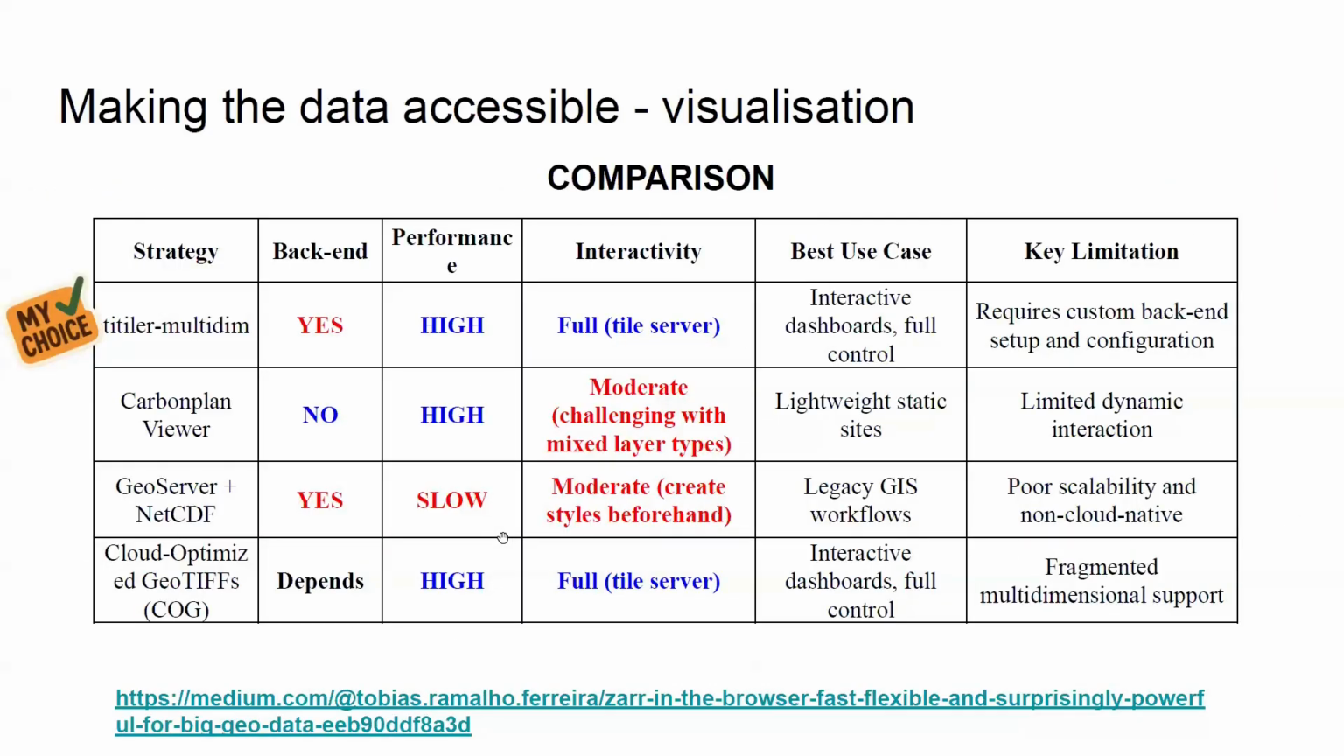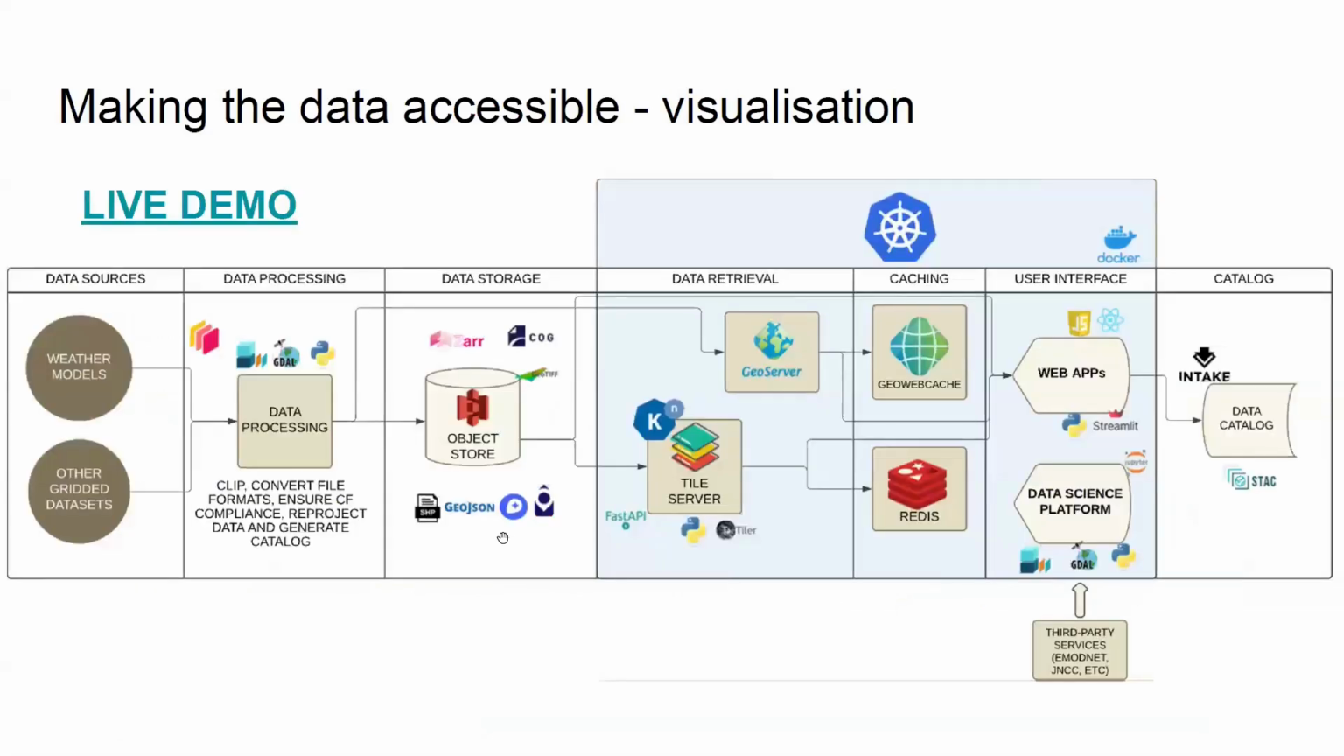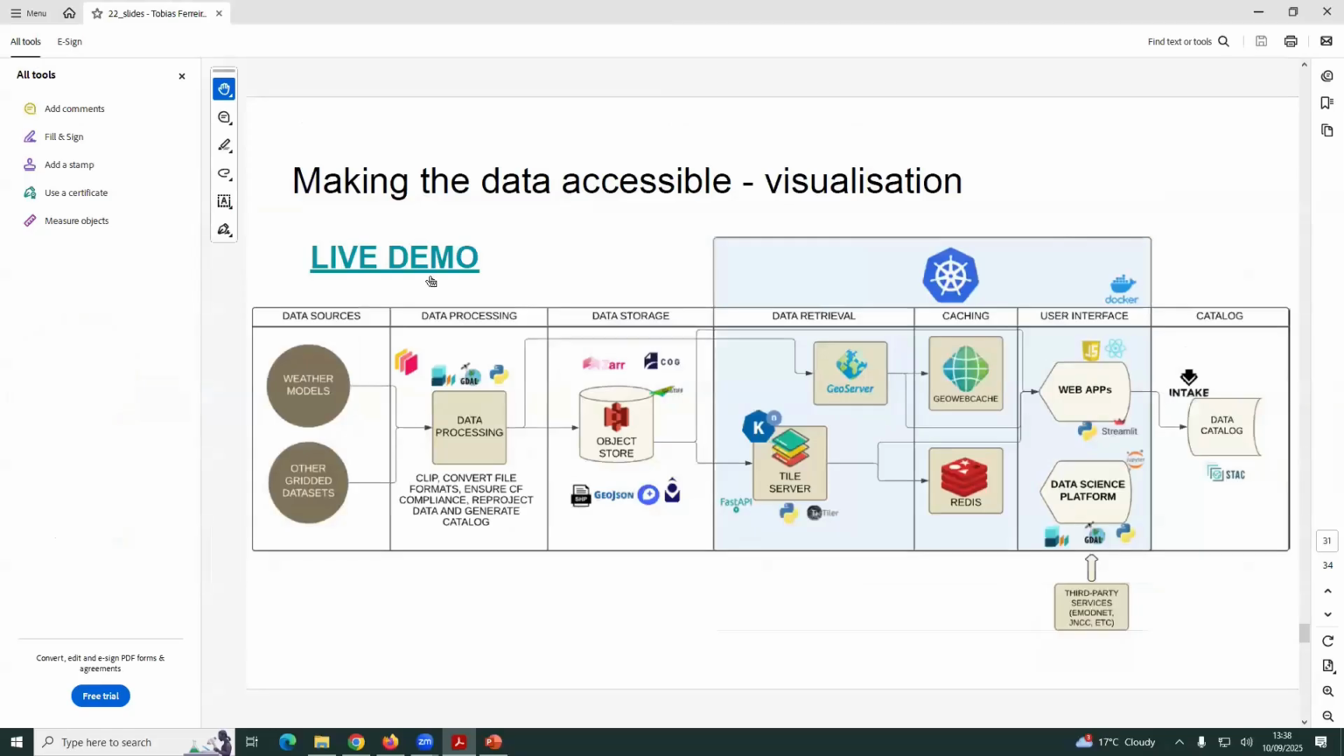This is the comparison that I did. I'm not going to detail it, but if you have any question, you can ask me later. My main choice would be using Titiler, because although it has a backend, it has full interactivity, and you can add any type of data, JSON, shapefiles, and any other things. It's not possible to do the same stuff with the client-side approach, okay? So I will show you now a live demo. Let's see if I have time for that.